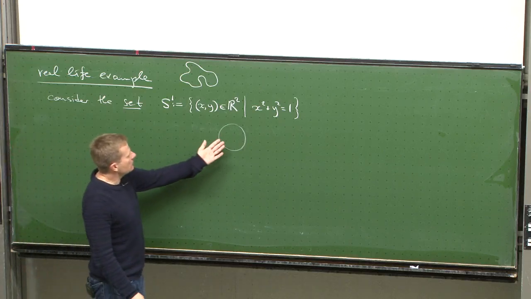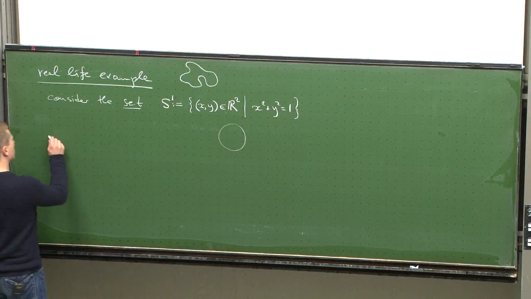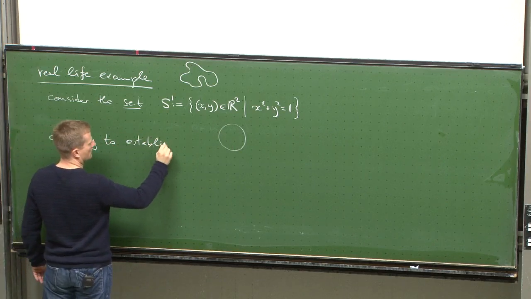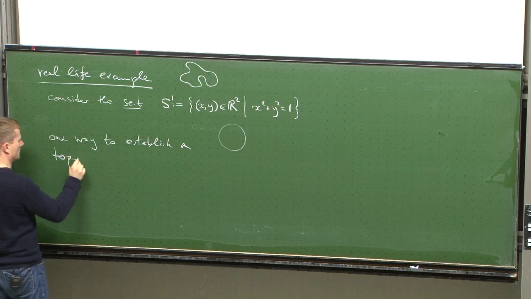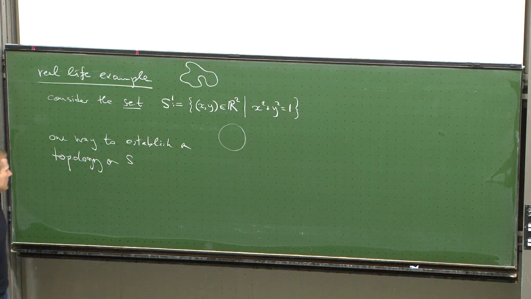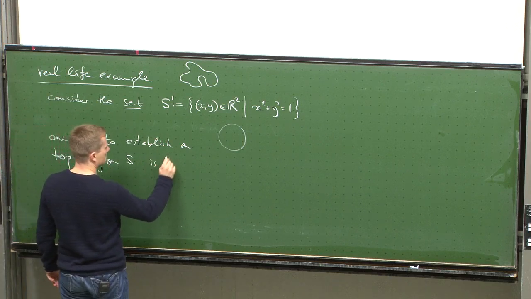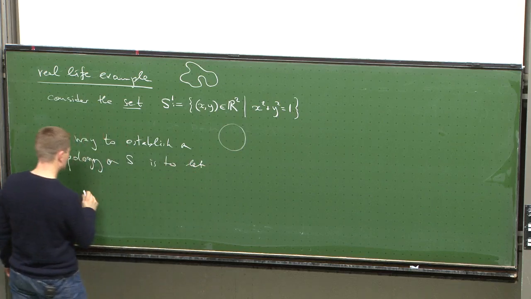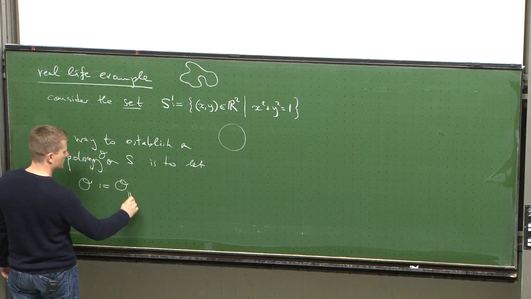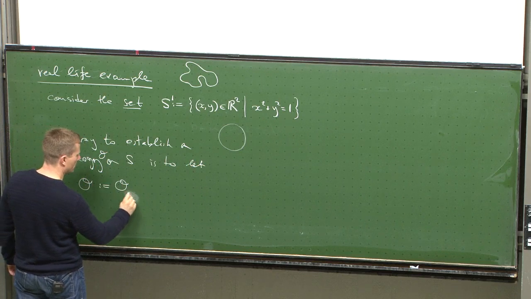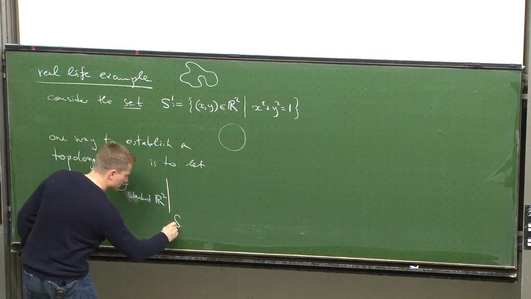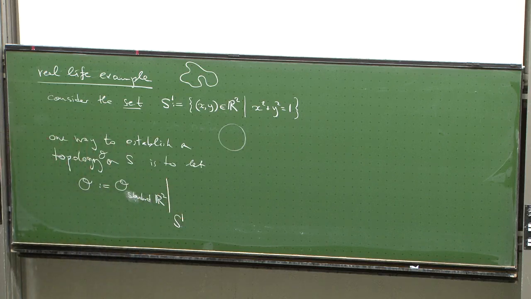And now the question is, how do you establish a topology on the circle? Well, one way to establish a topology on S without starting from scratch is to define a topology O on S by actually taking the standard topology on R2 and inducing it on this subset.